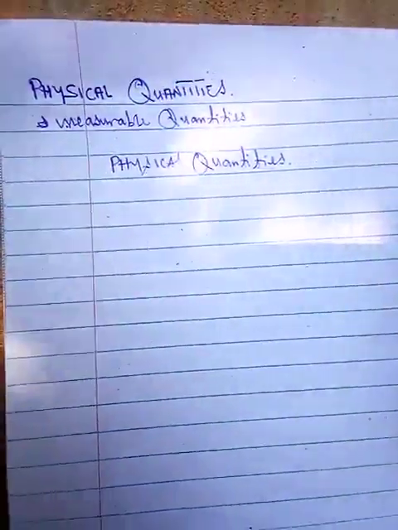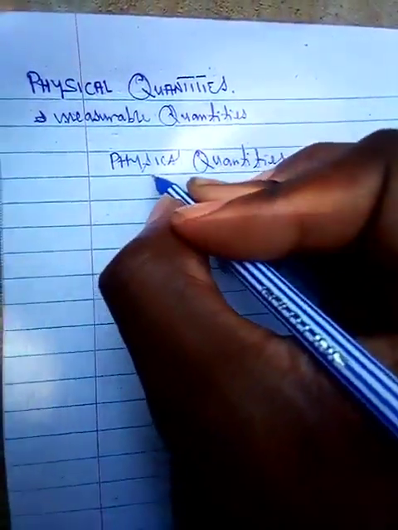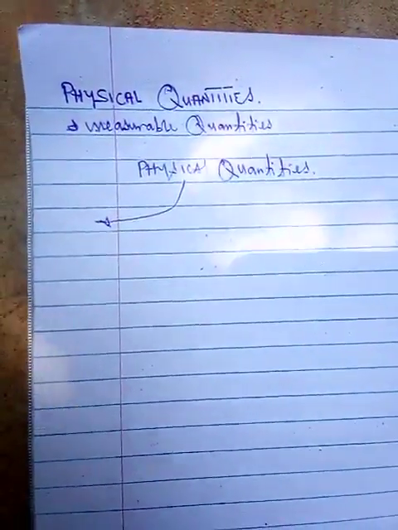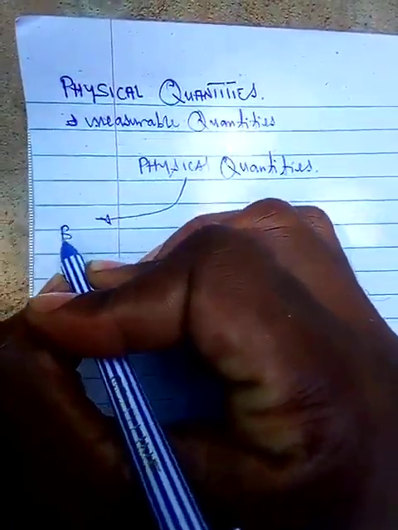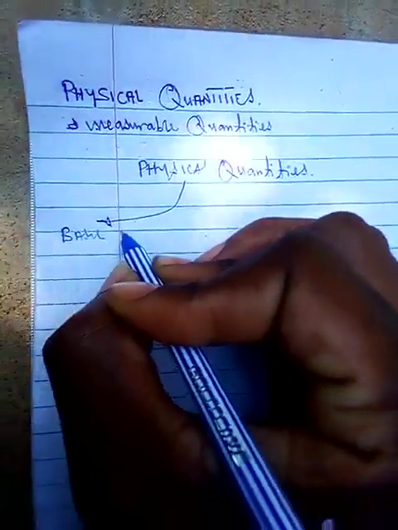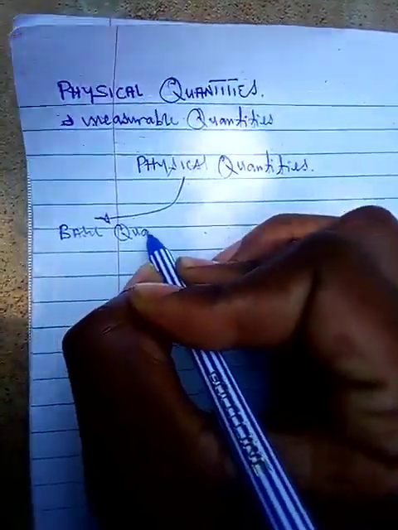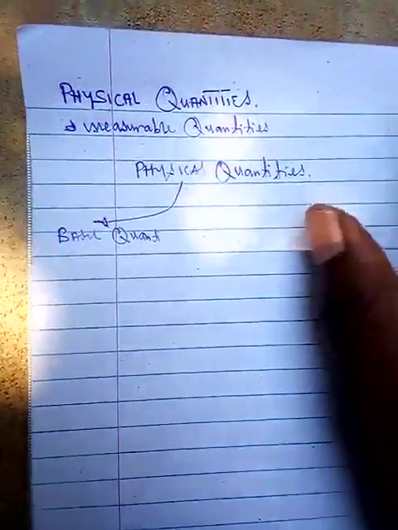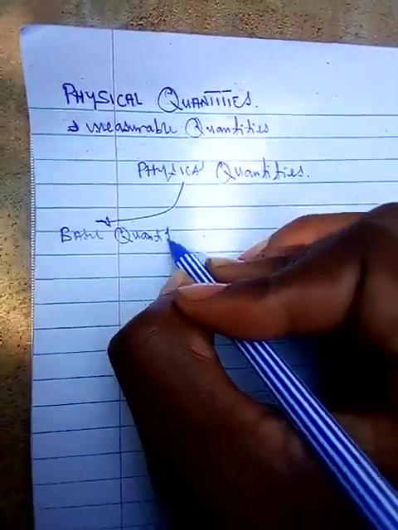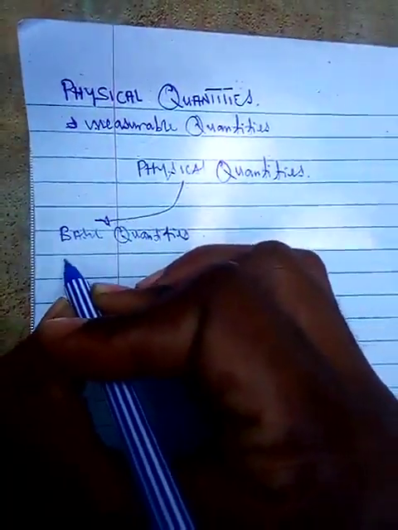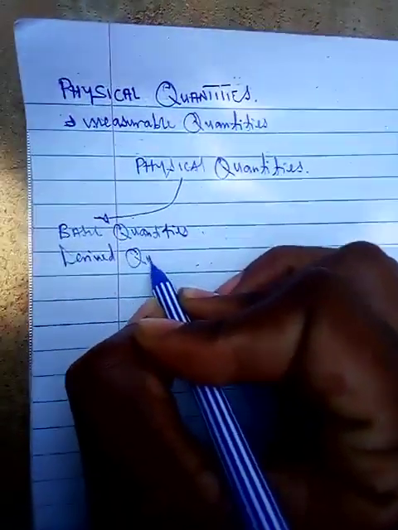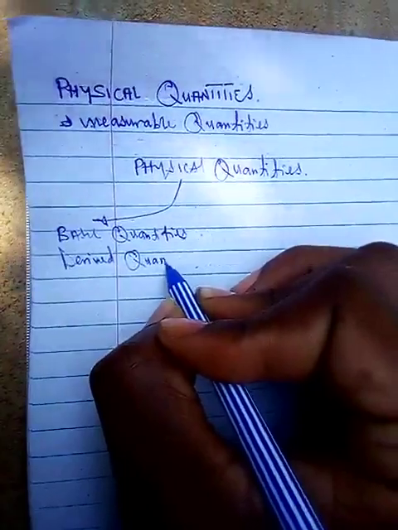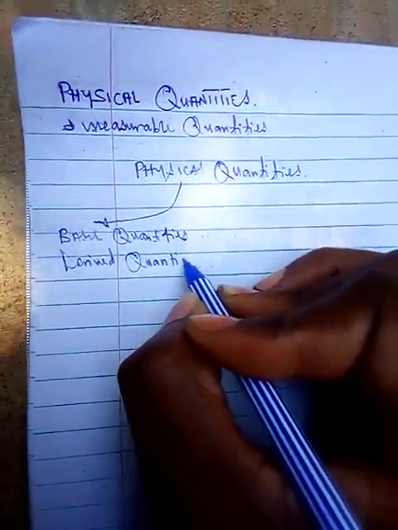Physical quantities can be classified as being either basic or derived. Okay, so there are what we call basic quantities, and there are also what we term as derived quantities.